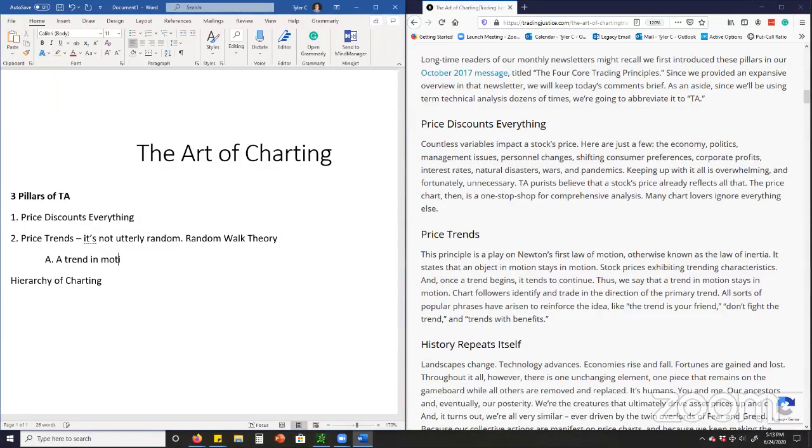And so there's all sorts of phrases you hear that essentially reinforce this idea. A trend in motion stays in motion. So if a stock's in an uptrend, I'm going to give it the benefit of the doubt that it keeps going, right? Same thing with the downtrend.